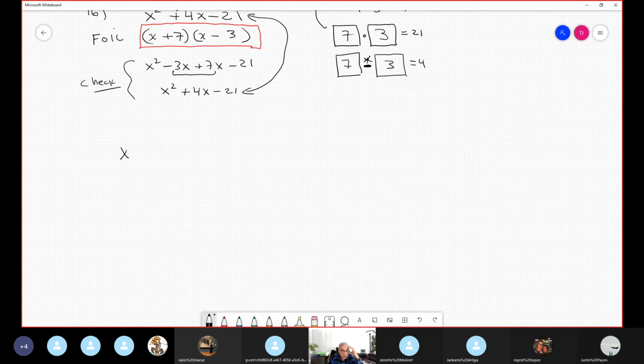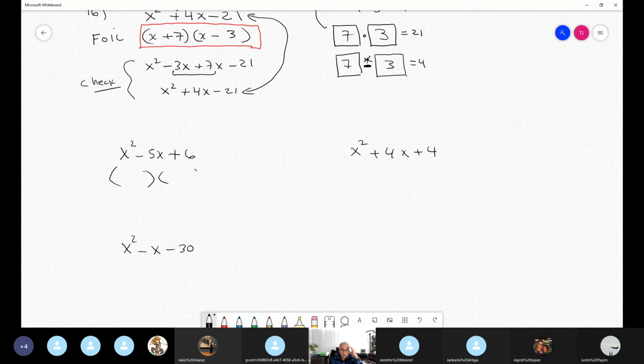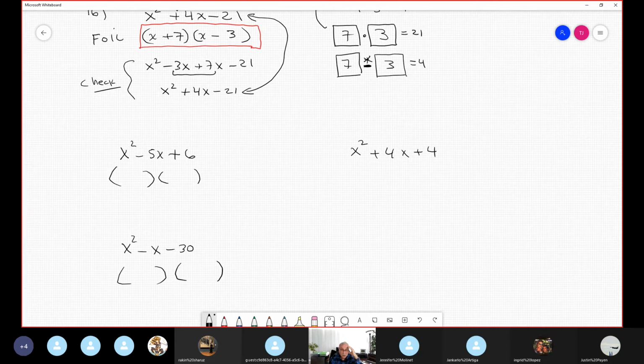Suppose this, x squared minus 5x plus 6. Suppose another case, x squared minus x minus 30. Suppose another case, x squared plus 4x plus 4. That's it. Okay, I open 1, 2, 3, 4 parentheses. I put a variable, x. Not always is x. Sometimes it's y, sometimes it's z, sometimes it's u, sometimes it's b.